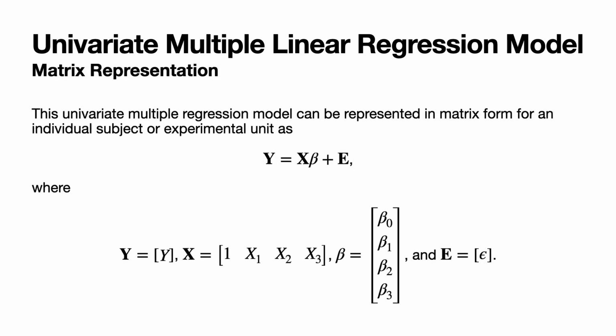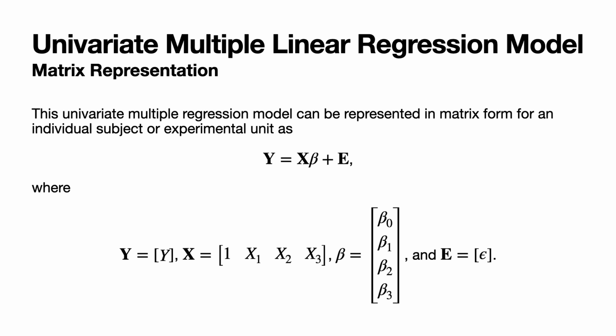Now, this univariate multiple regression model can also be represented in matrix form for an individual subject or experimental unit in the following way. We have the vector bold y equal to the matrix, in this case a row vector bold x, times the column vector beta, which is the 4 by 1 vector containing the parameters beta 0, beta 1, beta 2, and beta 3. The x vector, which is a row vector, contains the quantities 1, x, x2, and x3. And then finally, bold E is a 1-by-1 matrix containing the error term epsilon.